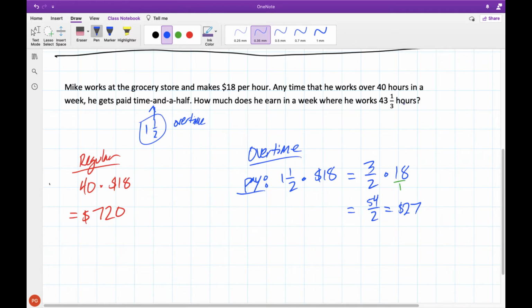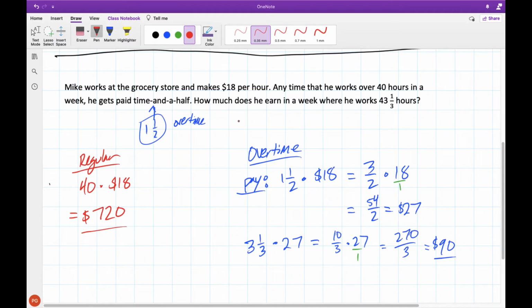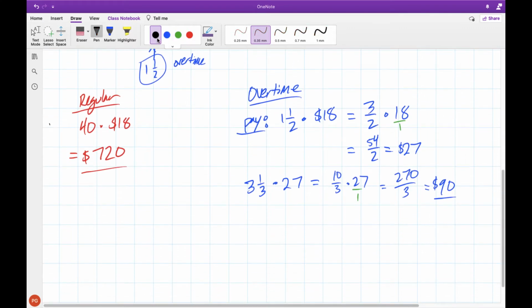And he's working for 3 1/3 hours. So we have 3 1/3 times his new overtime pay of $27 an hour. We can convert this into an improper fraction, multiply the tops and the bottoms, and then reduce our fraction here and see that he's going to get paid $90 for his overtime hours. If we want to find how much he earns in a week in total, we just add those two together. And we can see that his total is going to be $810 for his week of work.